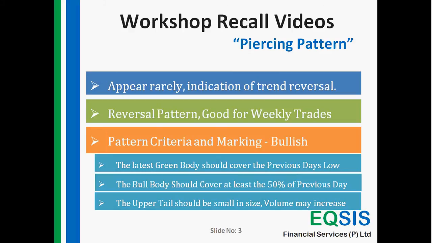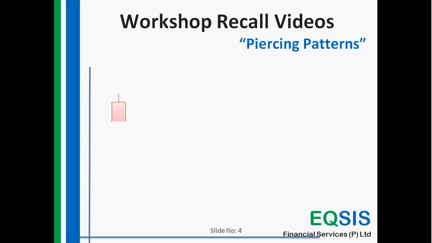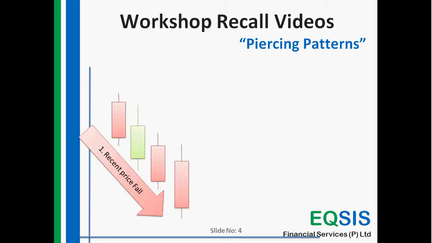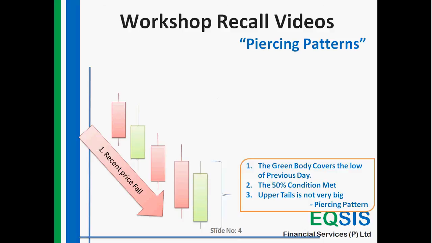So let's see how it actually happens in real life. Now as I open the charts, the prices are coming down. The next day the prices move up, followed by the prices coming down, and once again the prices are coming down. This shows that a recent price fall is happening here. And suddenly today, the price opens significantly lower. It means a gap down opening was witnessed, and the sentiment was completely weak, but it managed to recover significantly because it covered 50% of the previous day.